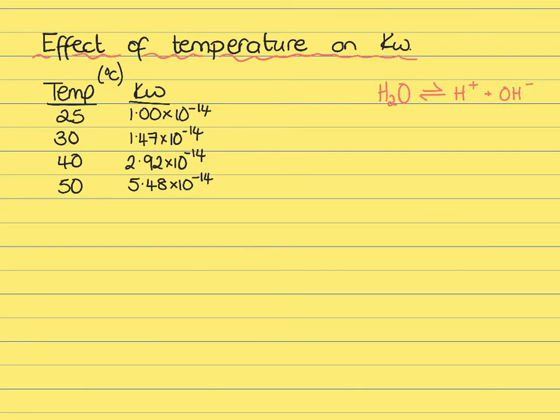Let's now consider the effect of temperature on our ionic product of water, constant Kw. I've put in the table there already the values of the constant Kw at different temperatures, and you can see that the value goes up as the temperature increases. I want you to consider that in terms of the equilibrium that we've set up. Essentially, as temperature increases, the extent of dissociation also increases.